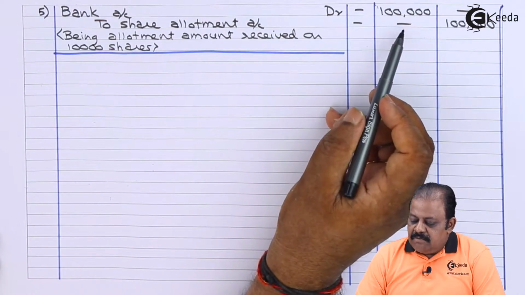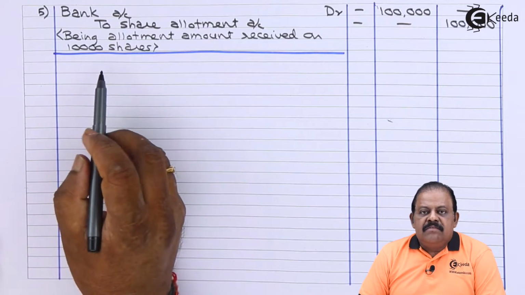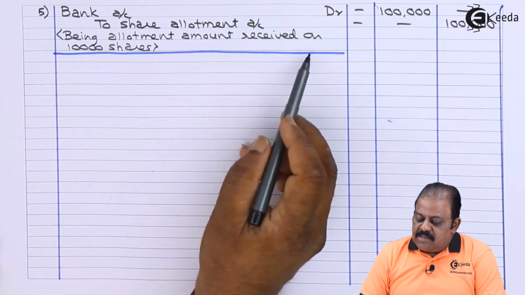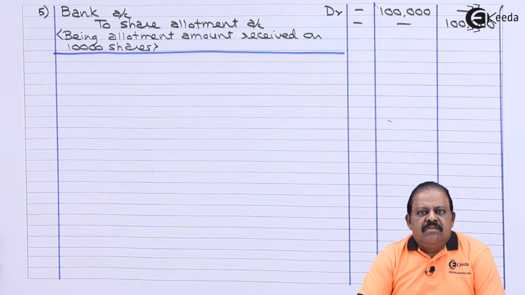Bank account debit 1 lakh. To share allotment account 1 lakh, being allotment amount received on 10,000 shares. Here we have completed allotment stage. Next stage is share first call.